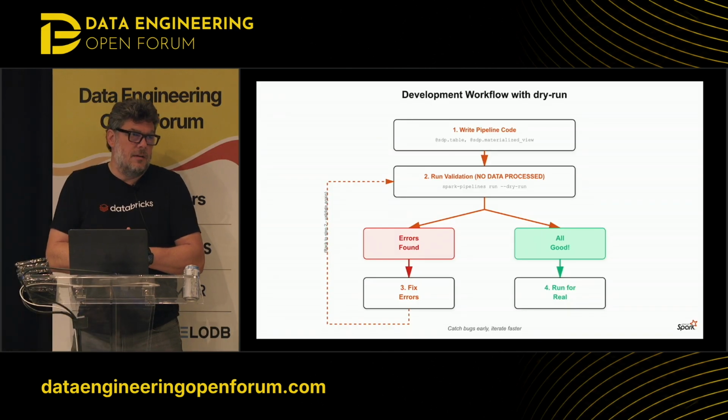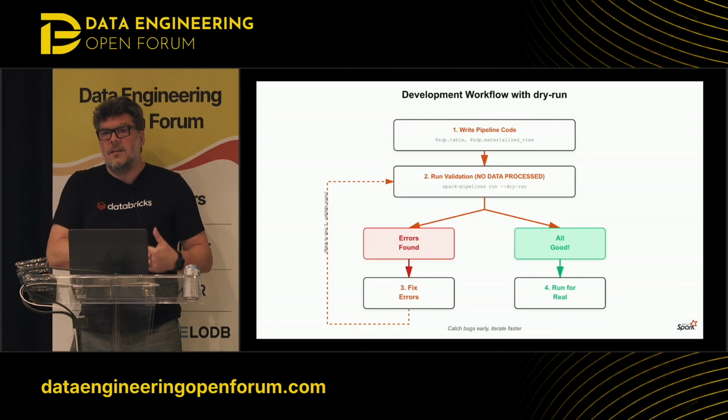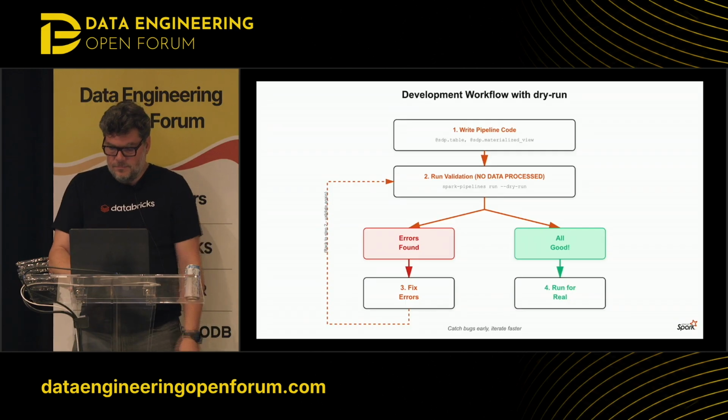This saves a lot of time, right? Because in those iterative cycles of testing, validating, and fixing your code, which is what we often go through, we don't actually have to execute the code. It's much faster. So this way we catch bugs very early in our cycle.